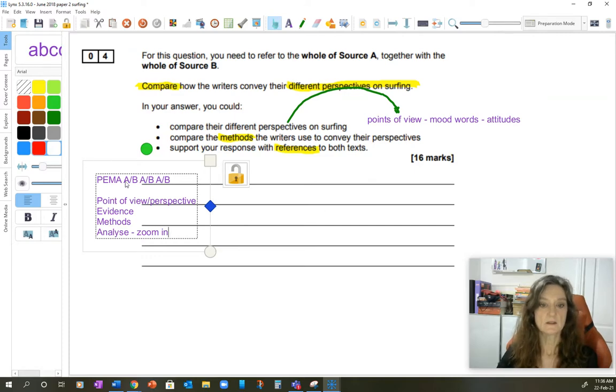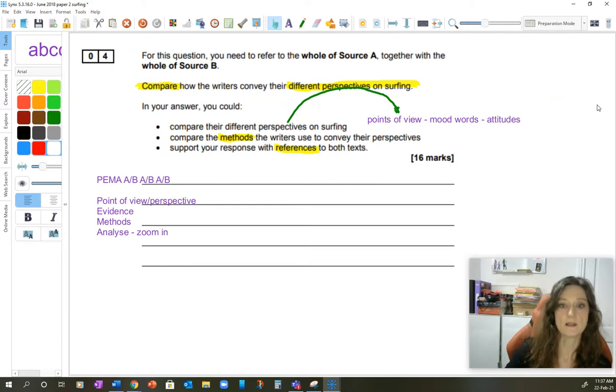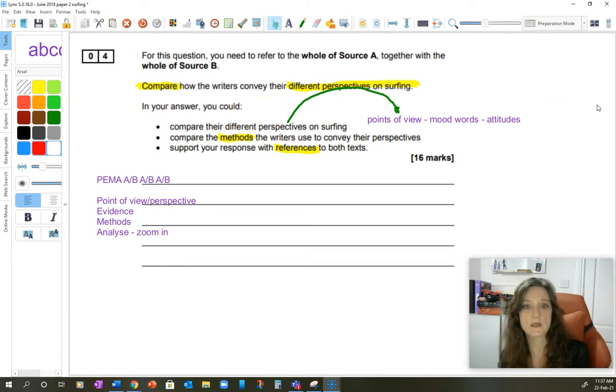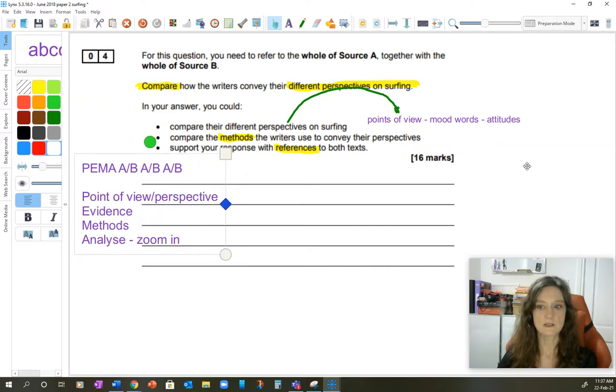And then you do the AB stands for a PEMA on source A, and then you compare or contrast it with a PEMA on source B. So if their perspective on surfing is the guy in source A loves it, but the woman in source B hates it, your first PEMA would be to prove how he loves it, and then your PEMA on source B to prove why she hates it, and you just use a little contrast in between your A, B. So that's the technique we're going to use there. So we'll have a go at doing that together in another video. So that's what we're doing there.